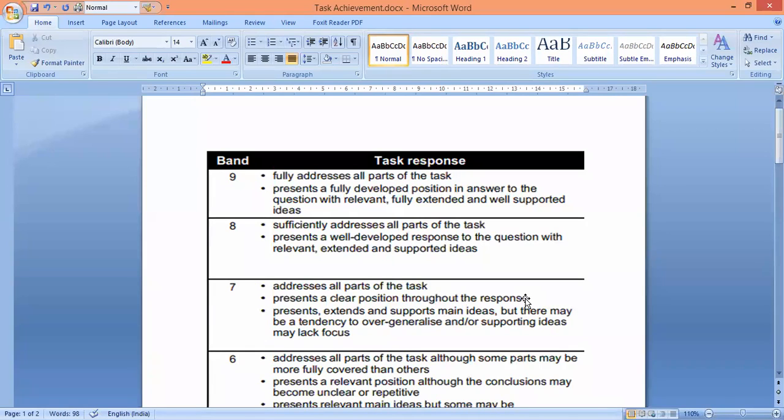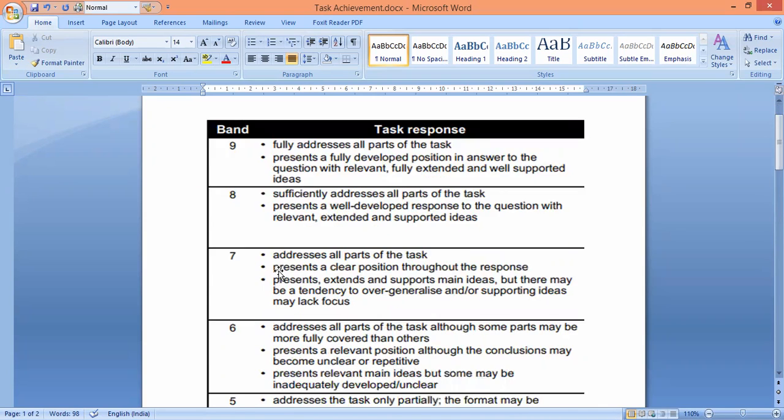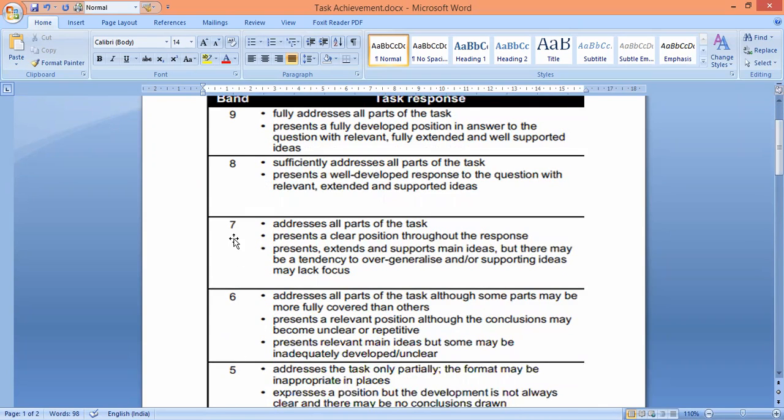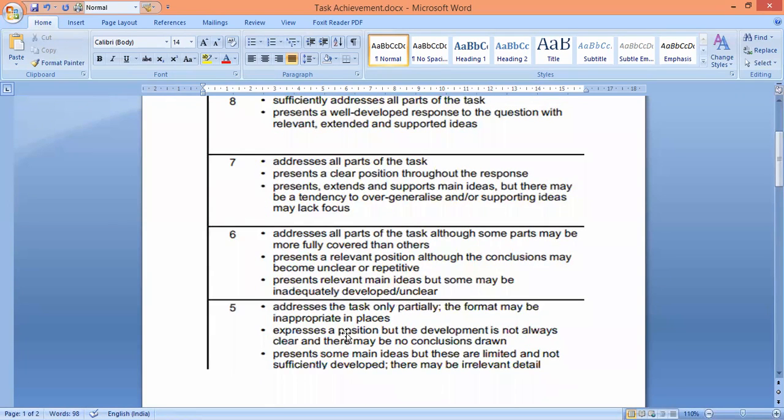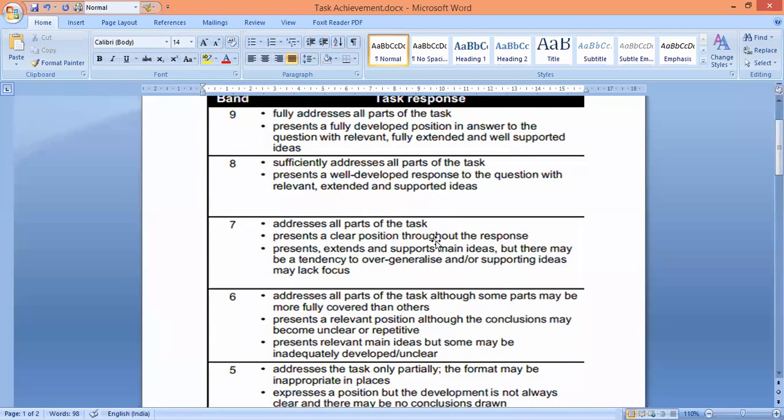So before I start telling you about task achievement or task response, I want to discuss the parameters. Basically, these are the bands on the left side. You can see 5, 6, 7, 8, 9, and these are the details, like if you are given a 5 band in IELTS writing task 2. For 6 bands, for 7 bands, for 8 and 9.